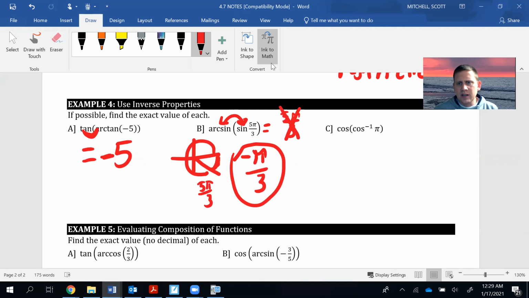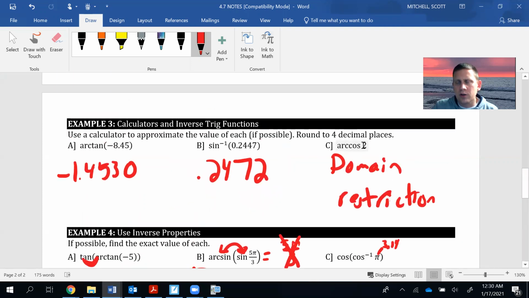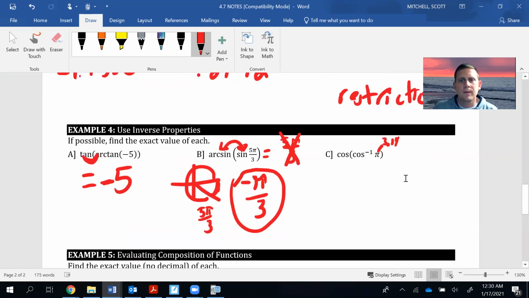So when I look at letter C, you might think the answer is just pi. Again, we got to be careful because there are certain domain restrictions. Can you do the inverse cosine of pi? Well, remember, pi is 3.14. Can you do the inverse cosine of 3.14? Well, remember what happened when we did the arc cosine of 2. We got a domain restriction. I'm going to get a domain restriction here as well.